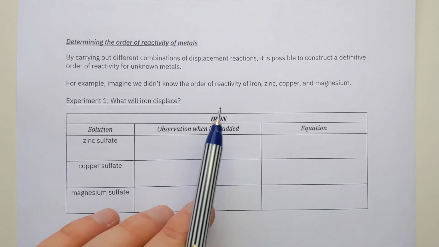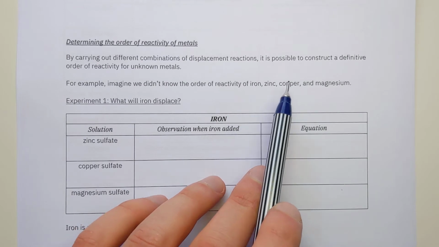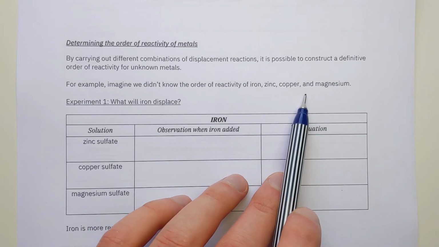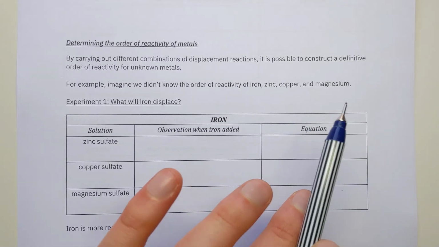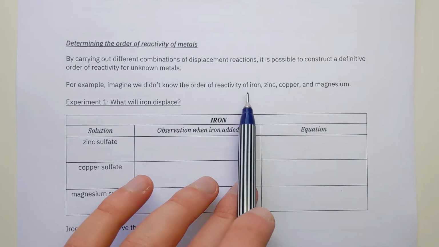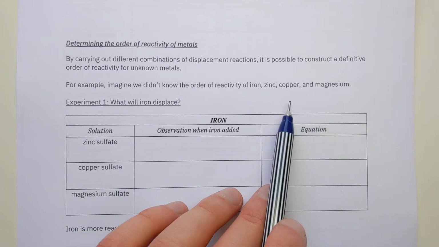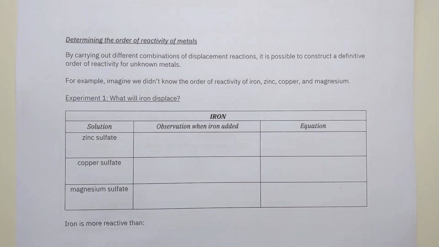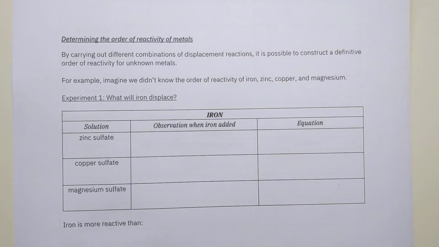So let's imagine we've got these 4 metals: iron, zinc, copper, magnesium. Obviously, because we've looked at them already, we know what order they come in the reactivity series. But let's just imagine for now, thought experiment, we don't. So we don't know which of these is most reactive, which is least reactive. The proper method we'd use to definitively and confidently work out which one is most and least reactive is by a series of potential displacement reactions.